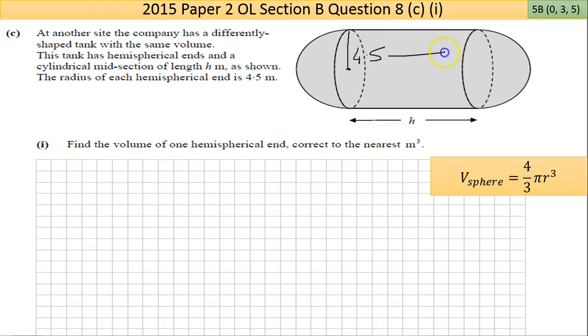And it's the exact same thing here at the end for this one. Okay, excuse that non-straight line. So part 1, find the volume of one hemispherical end, correct to the nearest meters cubed. So again, the volume of the sphere is 4/3 pi r cubed.